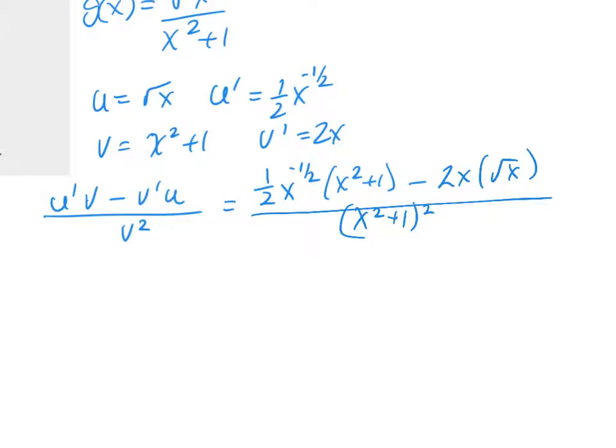Can you put brackets over u prime v and v prime u? Yes. This is the u prime. Okay, so u prime v. This is the v prime.